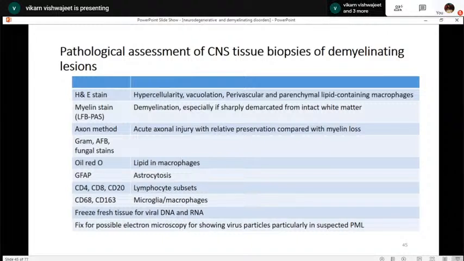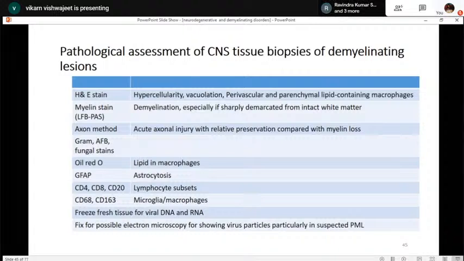On routine hematoxylin and eosin stain, the demyelinating lesion can show hypercellularity, vacuolization, and presence of numerous perivascular and parenchymal macrophages. Myelin stain is used to demonstrate the demyelination, depending on whether it is sharply demarcated or has irregular margins. The lesions of multiple sclerosis can be classified.